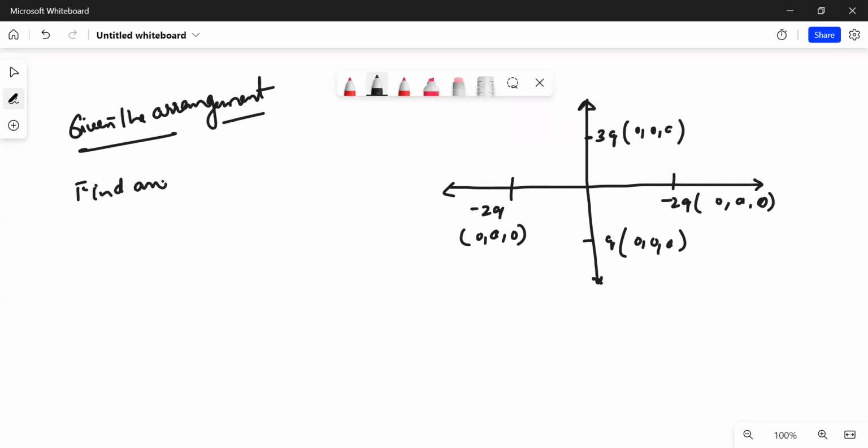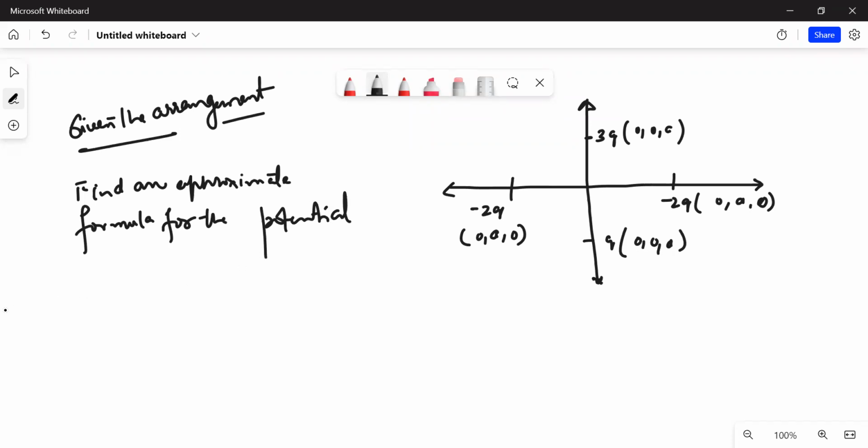So the question says: find an approximate formula for the potential, valid at points far away from the origin.